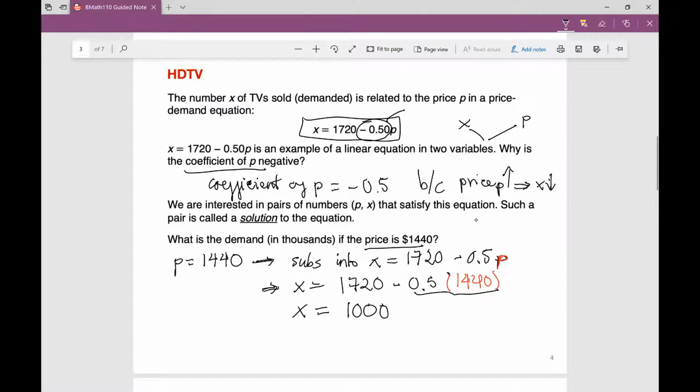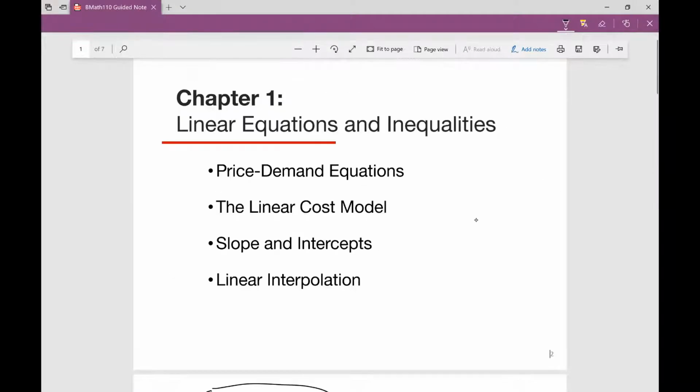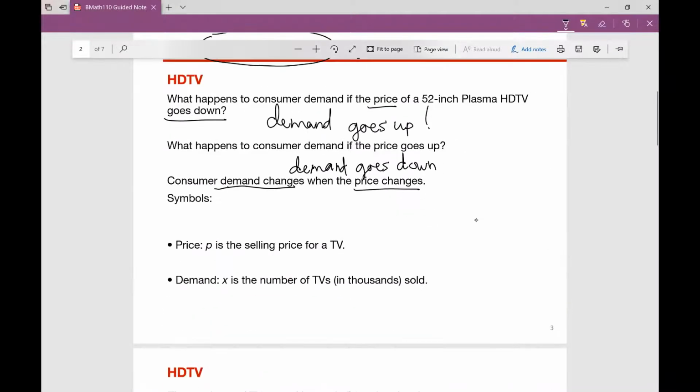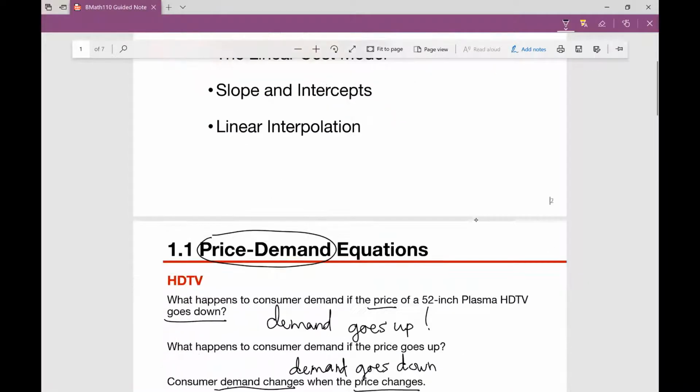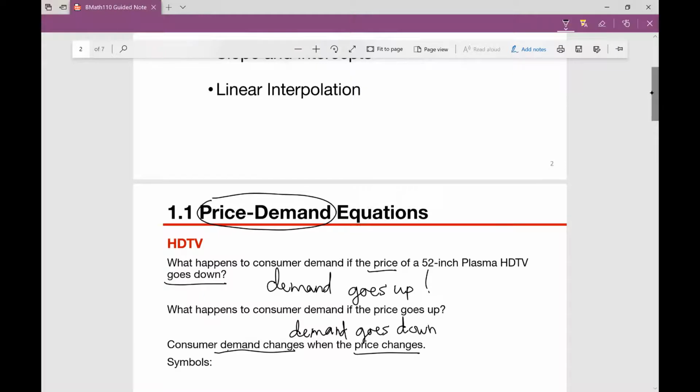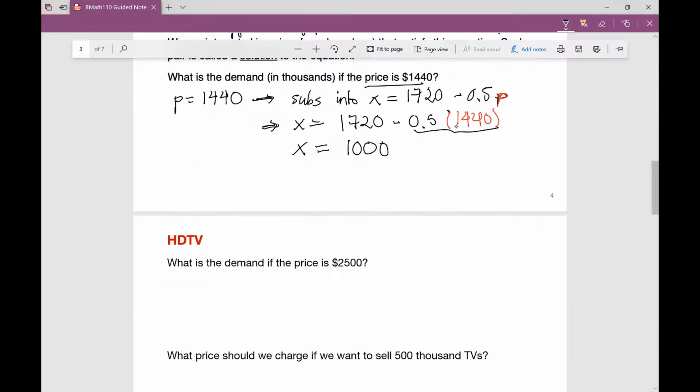Then I want to check what the unit of this x is. I have to go back to the given. The given says x is the number of TVs in thousands, so I have to answer that this is in thousands. The unit is in thousands.